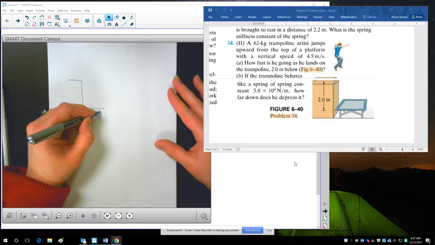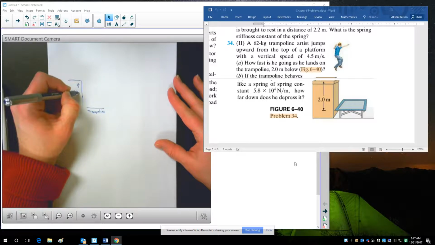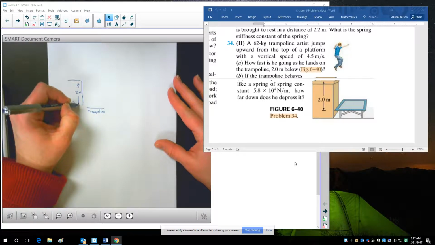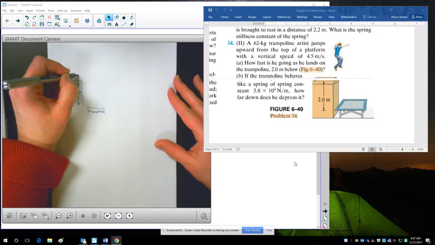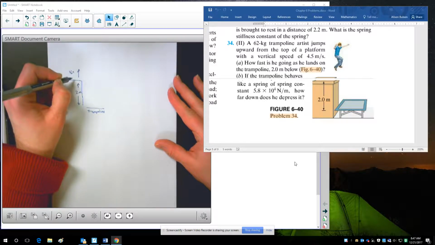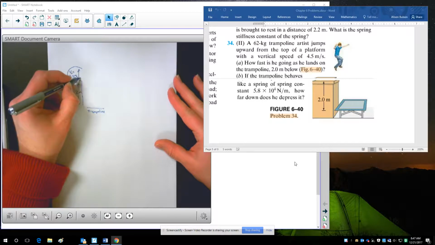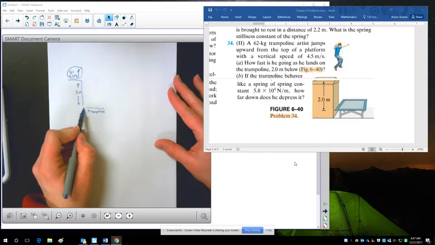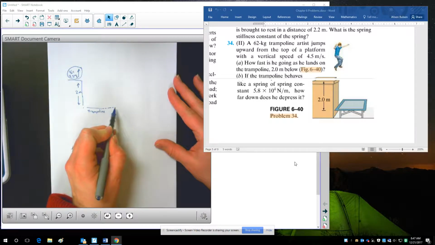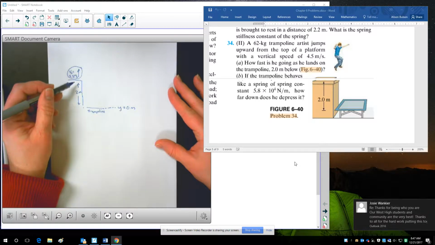I don't know how to spell trampoline. Okay, so this distance here is 2 meters. And he starts here with an upward speed, so I'm going to label this V naught, of 4.5 meters per second. So he starts out with kinetic energy. And if we call this position at the trampoline y equals 0, he also has gravitational potential energy.